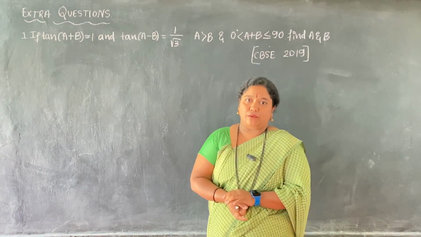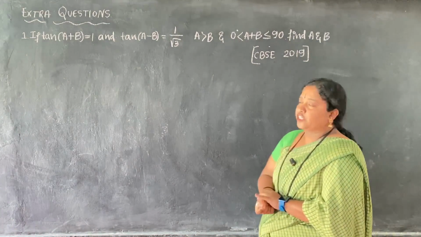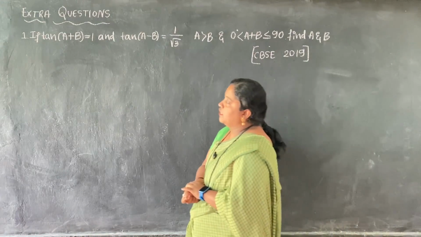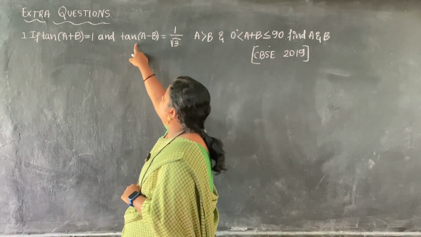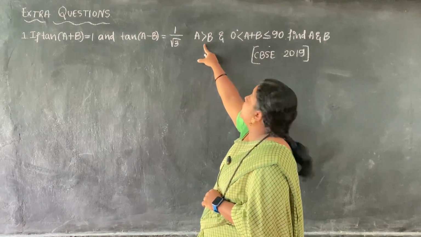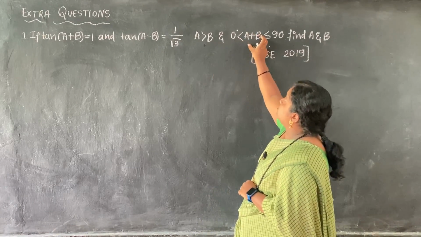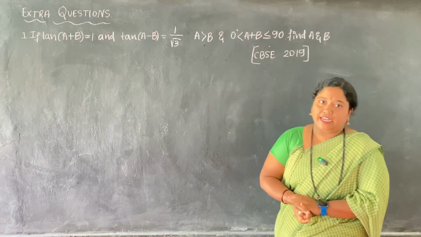See, this is the question from the CBSE 2019 board question paper, where we have: if tan of (a plus b) is equal to 1 and tan of (a minus b) is equal to 1 by root 3, where a is greater than b and a plus b is between 0 degrees and 90 degrees, we need to find a and b.